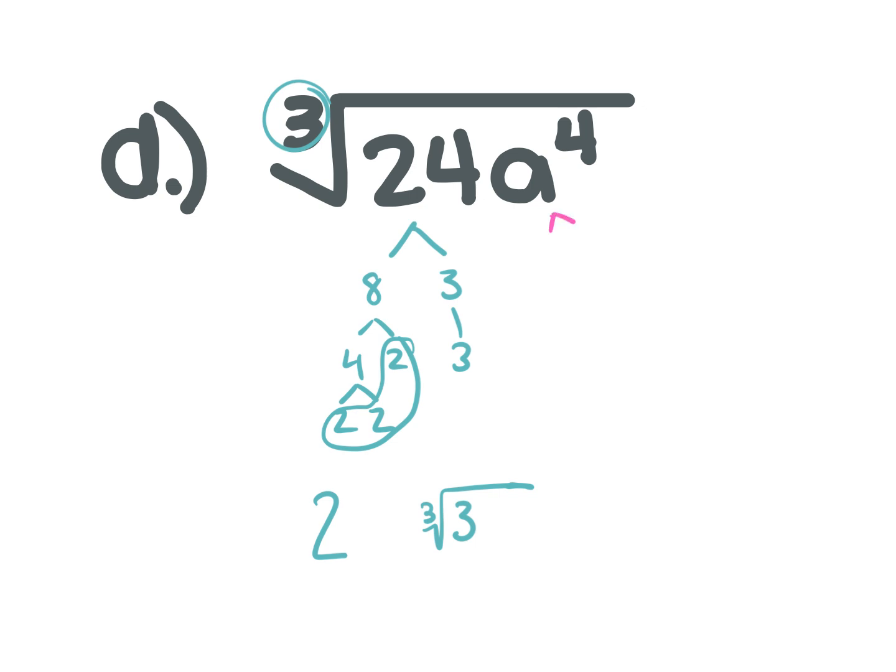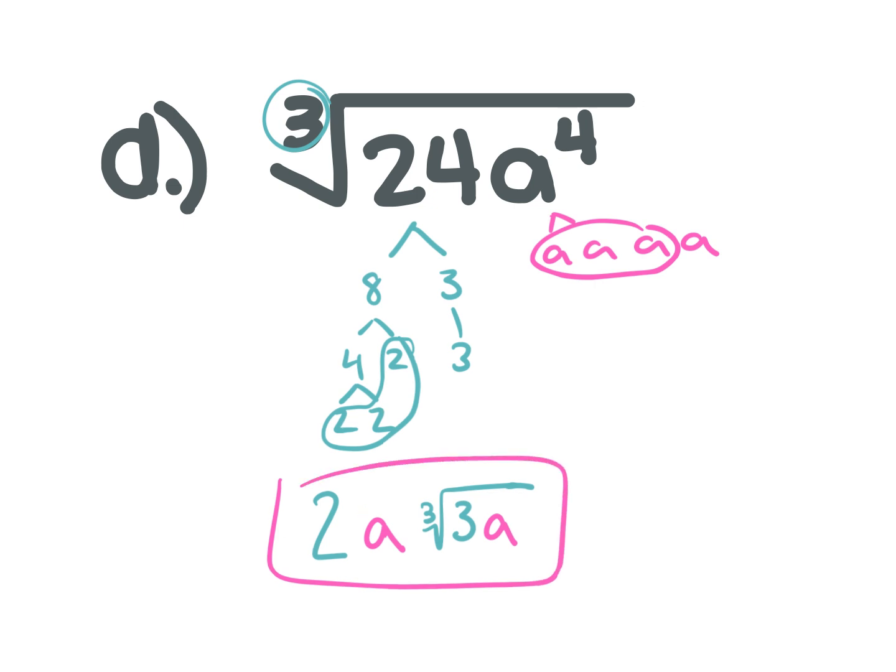So how many A's do we have? 4. 1, 2, 3, 4. How many of a kind do we need? 3. So I'm going to circle 3 of them. What comes to the outside? Just 1 A, because I only have 1 circle. How many A's stay on the inside? 1. So 2A times the cubed root of 3A would be our answer.